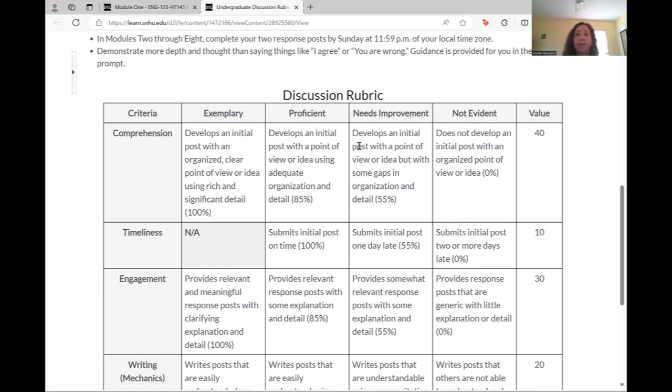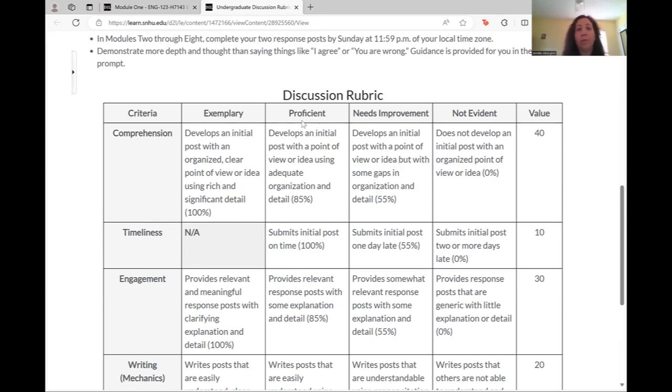The next on the list is needs improvement. This is for work that makes an effort to answer all the questions in the prompt, but might misunderstand something or not be as fully fleshed out as we would like. That just means that you are still learning. You can do better next time if you apply the feedback you received, whether from myself or your classmates or maybe SNHU's academic support. This is 55% of the value, so that is 22 points.